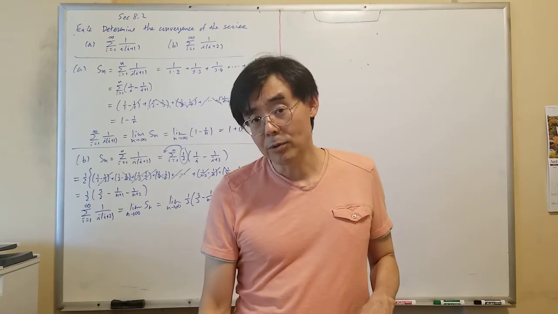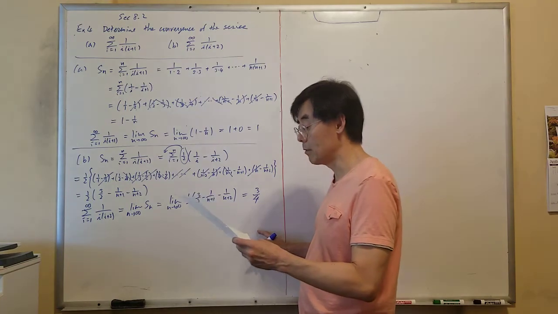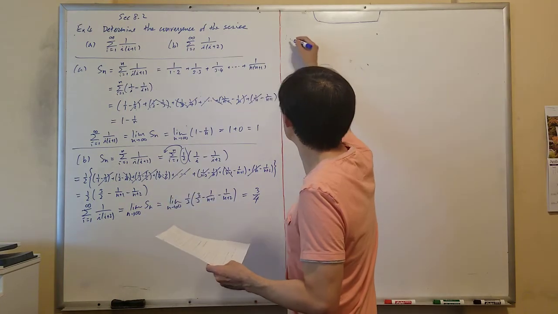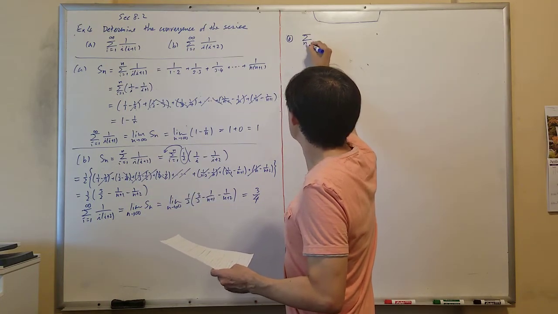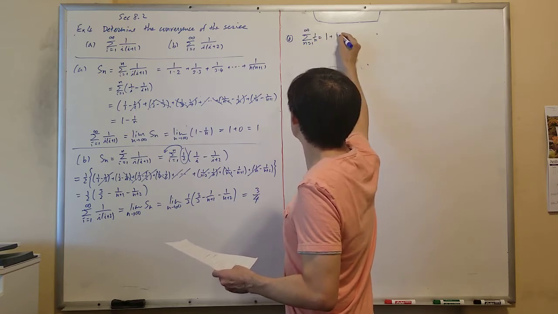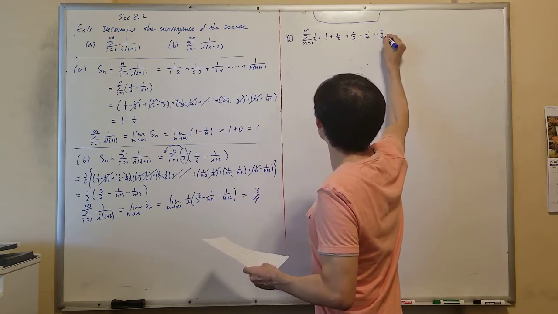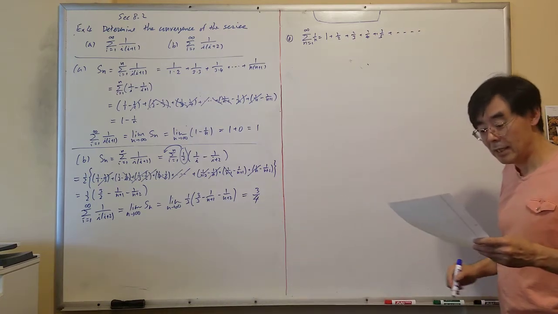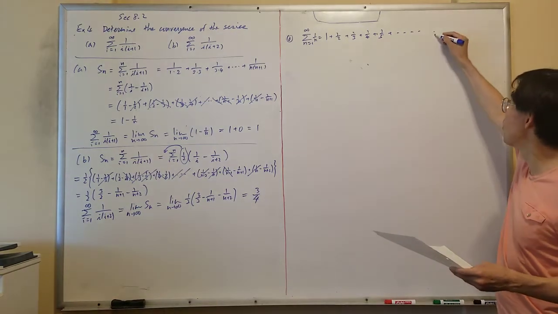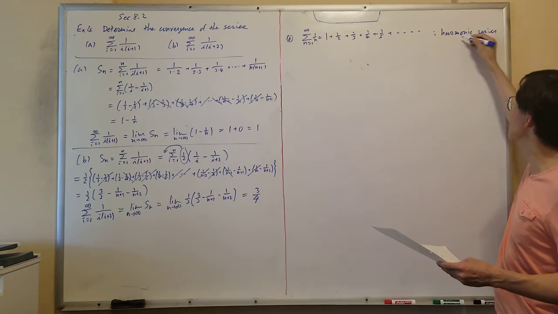Now, there are also important series which are not convergent. The first example is the harmonic series. Sum from 1 to infinity of 1 over n: 1, 1/2, 1/3, 1/4, 1/5. Keep going. Now, this is called the harmonic series. Okay?